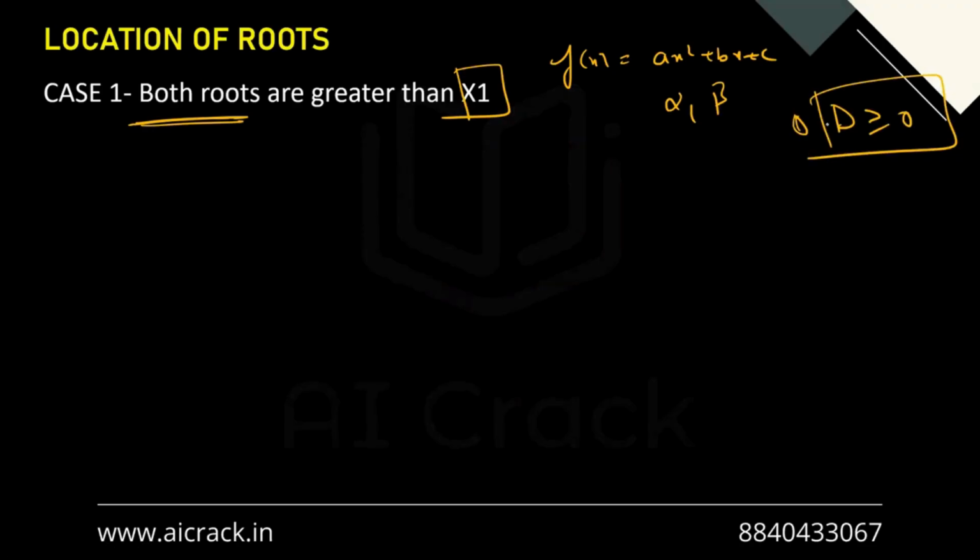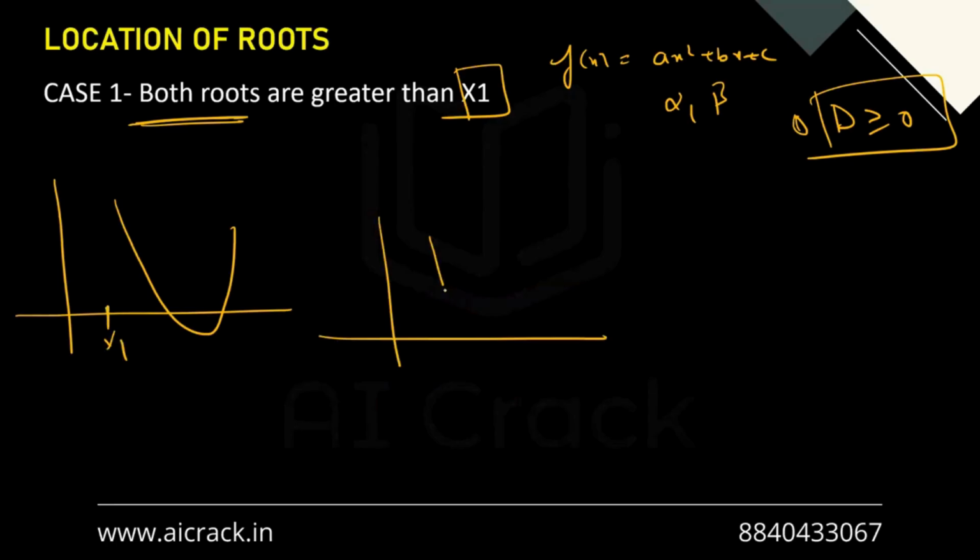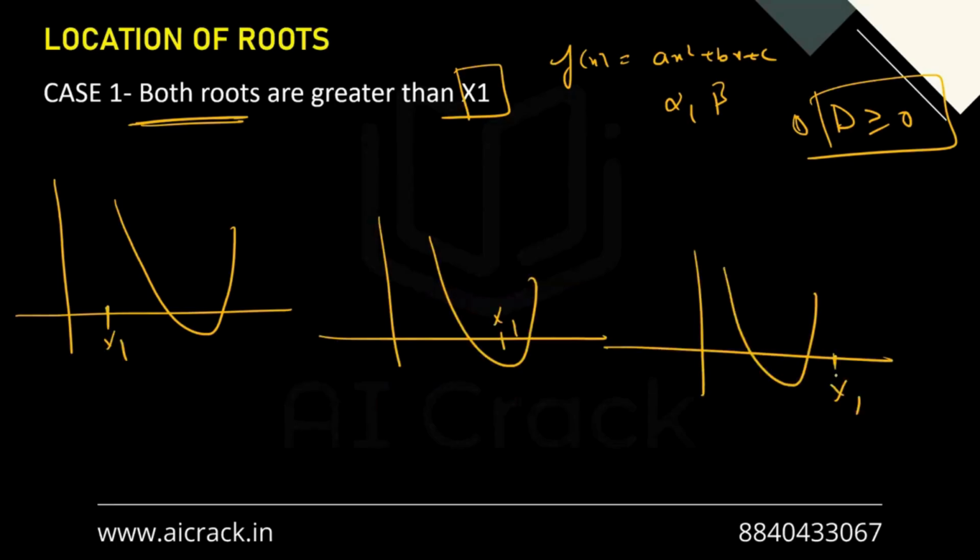Now given that D is either positive or equal to 0, we can have the parabola on the right hand side of x1, we can have the parabola containing x1, we can have the parabola on the left hand side of x1. All these three cases are possible. Why? Because this is a generic statement, right? It just says it has two roots or one root, so x1 can be anywhere.